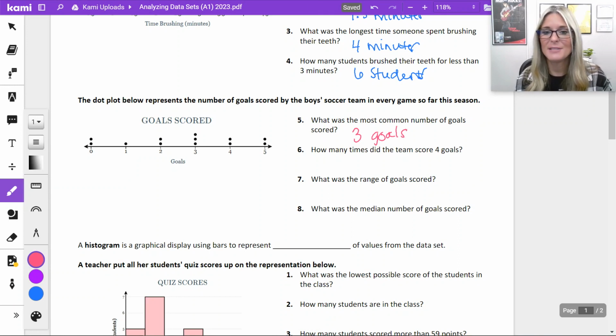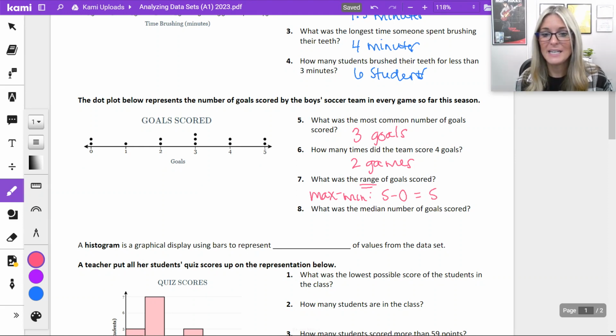Number 6, how many times did the team score 4 goals? There were 2 games where they scored 4 goals. 2 games. Number 7, what was the range in the goals that were scored? Remember, range is going to be maximum minus minimum. So the most we have is 5. The least we had was 0. Do you see that over there? So 5 minus 0, the range is 5.